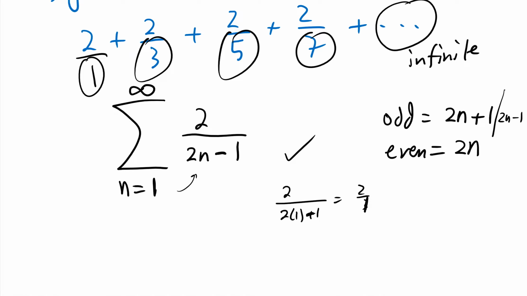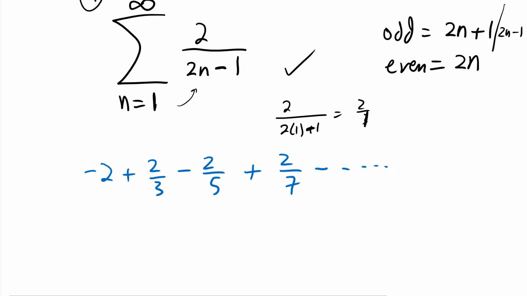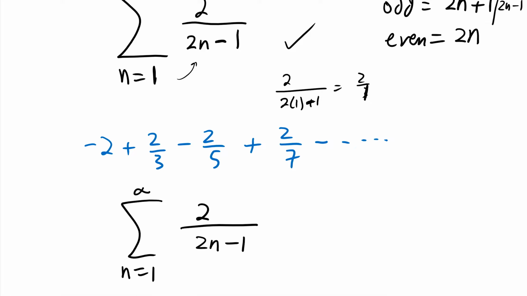What about if I change the same one and make it alternate, plus minus plus minus? I still see 2 on the top, and I still see the same thing in the denominator. n equals 1 to infinity. What changes here? We have the alternation in the signs. For the alternation in the signs, we always use -1 to the n or -1 to the n plus 1. One of them must work.